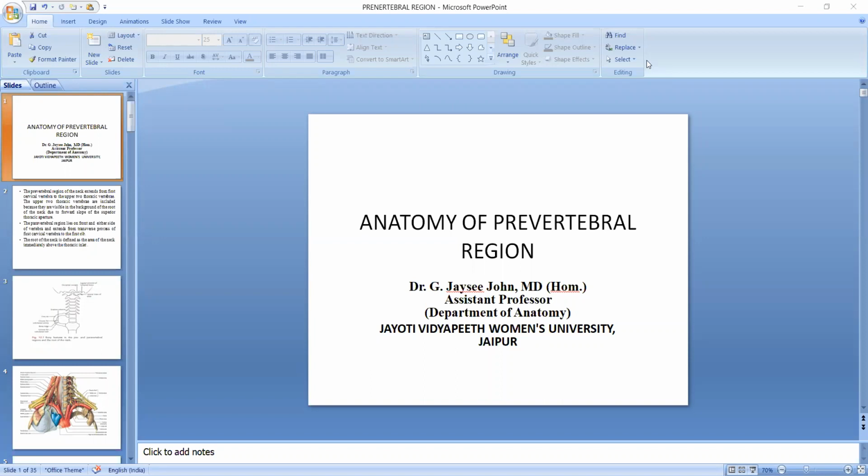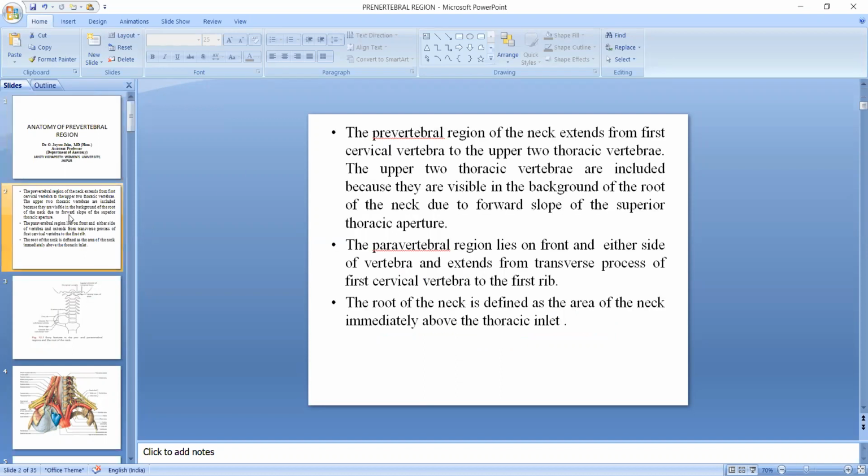And today we will discuss anatomy of prevertebral region. The prevertebral region of neck extends from first cervical vertebra to the upper two thoracic vertebrae. The upper two thoracic vertebrae are included because they are visible in the background of the root of the neck due to forward slope of the superior thoracic aperture.